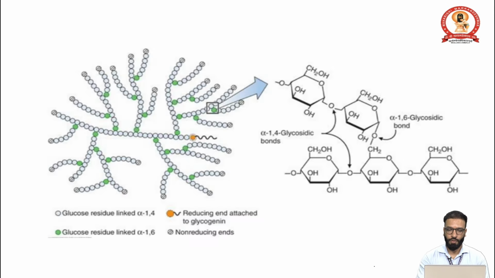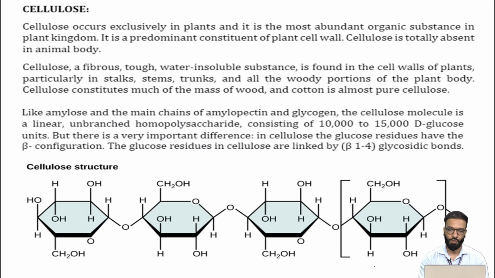This is a close look at the glycogen molecule, where we have shown the alpha 1,4 glycosidic linkages between the linear, unbranched structures, that is, carbon 1 of one glucose and carbon 4 of another glucose. And we have the branching, which appears from the 1,6 glycosidic bond.